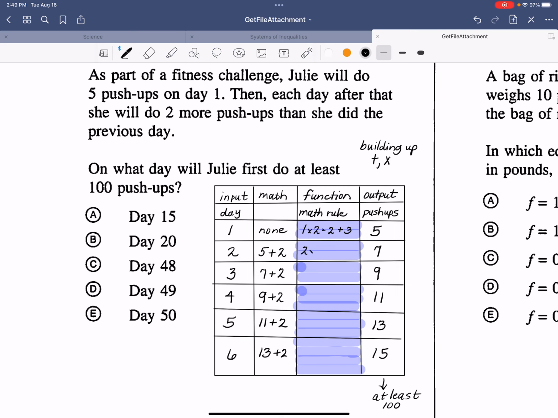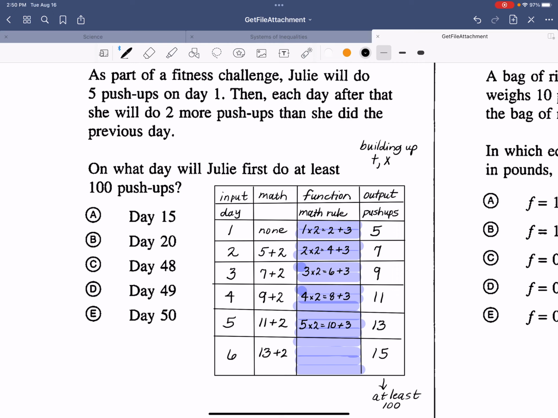Let's say 2 times 2, which is 4, plus 3. Okay, that is 7. Let's try 3 times 2, which is 6, plus 3 is 9. I'm liking this. 4 times 2 is 8, plus 3 is 11. 5 times 2 is 10, plus 3.